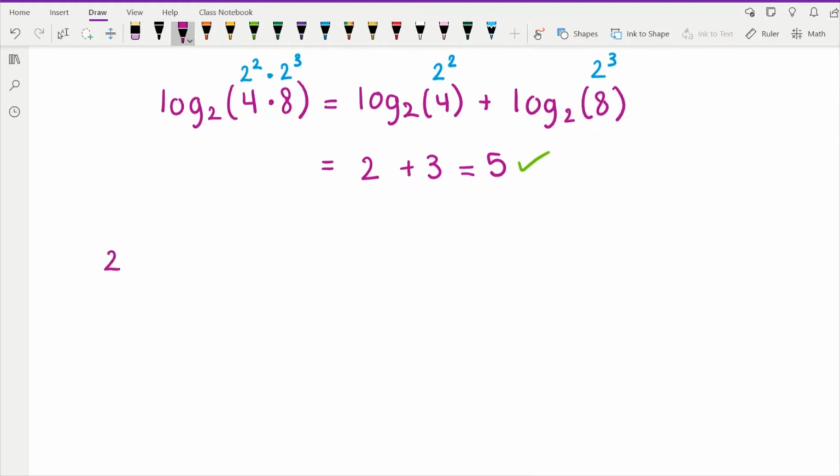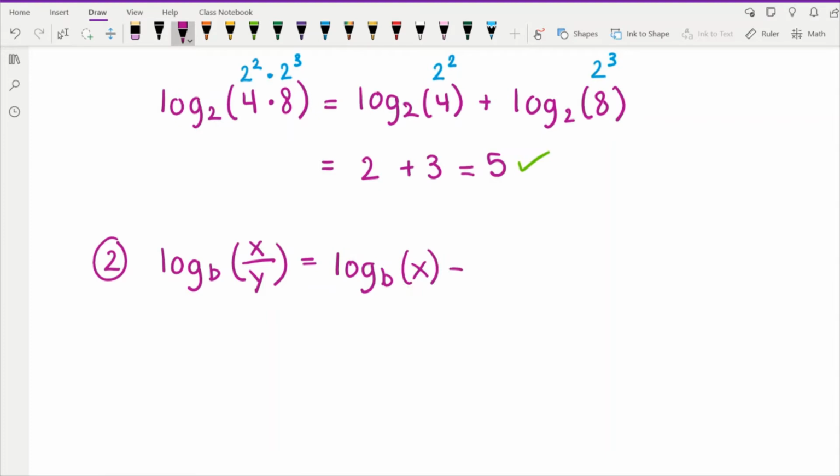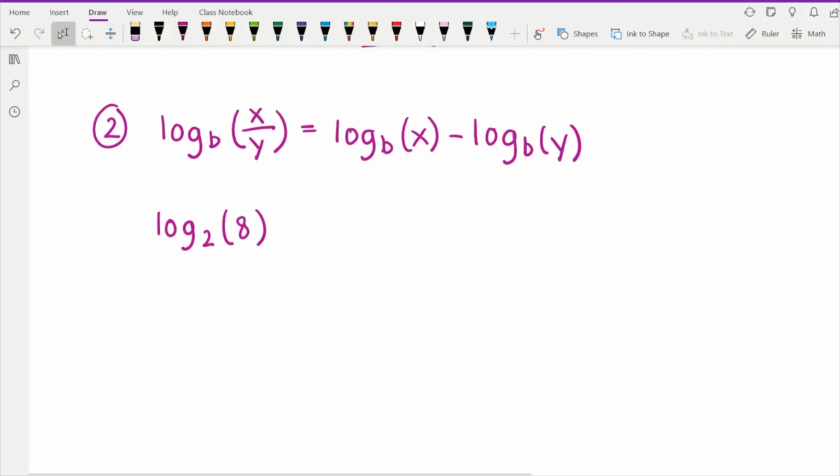Okay, so similarly, let's say we wanted to demonstrate a similar idea, but now with the subtraction rule. So if we have log base b of x over y, we learned that this should be equal to log base b of x minus log base b of y. Okay, so what would be an example that could work here? Let's use powers of 2 again, just because those are fairly easy to work with. Let's say we were trying to find log base 2 of 8. So how could we write 8 as a division problem? Well, 8 is the same thing as 32 over 4.